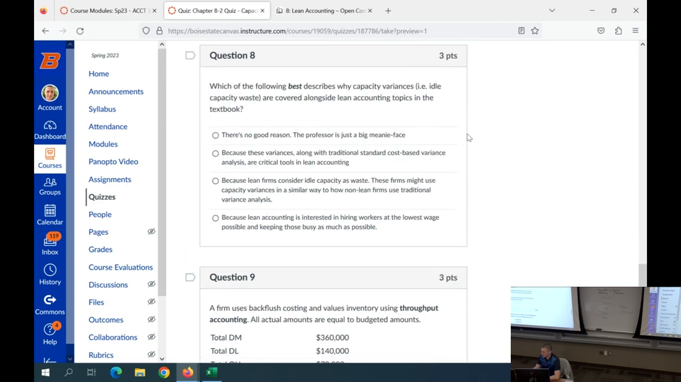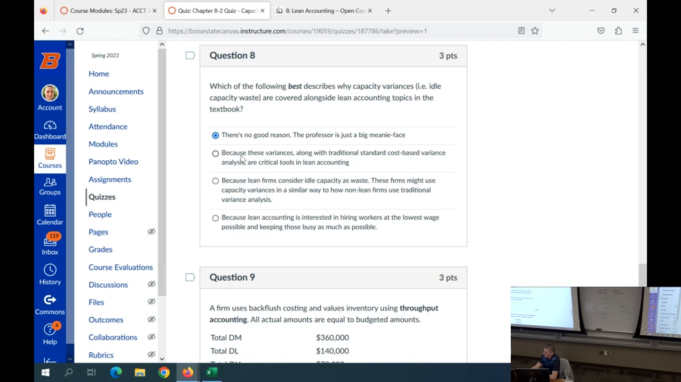All right, let's look at a few more here. Here's one of the few conceptual questions. So chapter 8 has some conceptual questions. 8-1 has them about value stream income statements. 8-2 here has a few about capacity variances. So which of the following best describes why capacity variances, also known as idle capacity waste, are covered alongside lean accounting topics in the textbook? There's no good reason, the professor just big meaty face. Oh yeah, let's check that one. Because variances, along with traditional standard cost-based variance analysis, are critical tools in lean accounting.